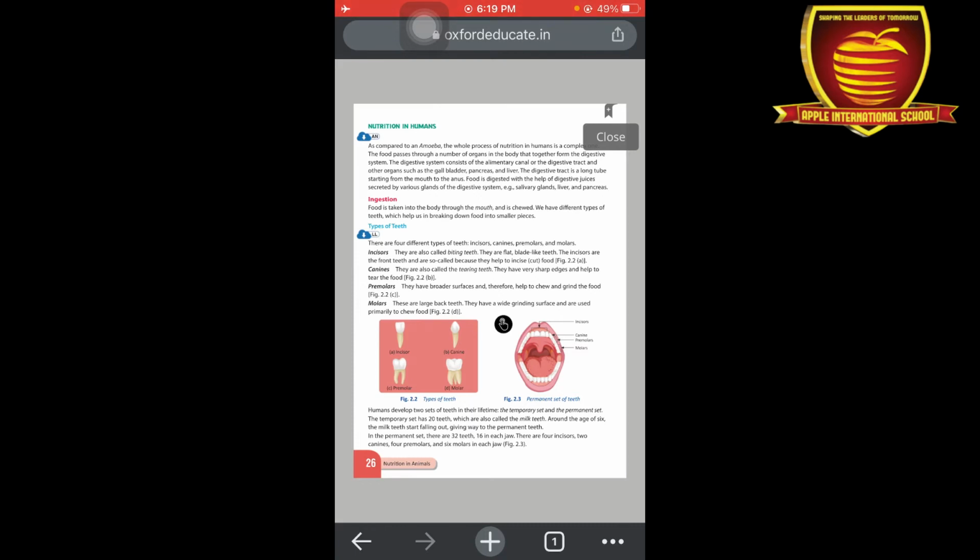Now we are starting the digestion process in humans from the first point. The first point is ingestion. Ingestion starts from our mouth, so firstly we read about our mouth. Through ingestion, food is taken into the body through the mouth and is chewed. We have different types of teeth which help us in breaking down food into simpler pieces.